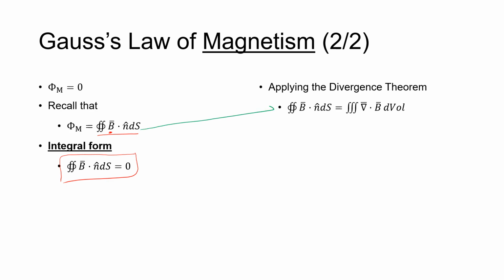Moving to the differential form, which can be found by applying the divergence theorem or Gauss theorem again. So the double integral will turn into a triple integral of the divergence of the same vector, and we know this will equal 0. So we can conclude that, of course, B will have a value, but the divergence of B can have a 0 value.